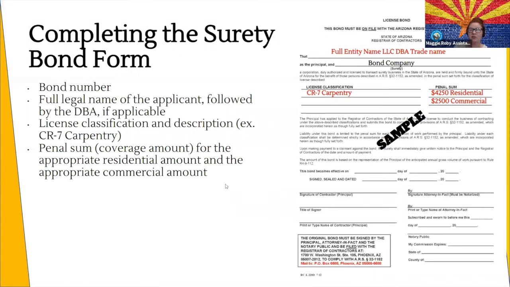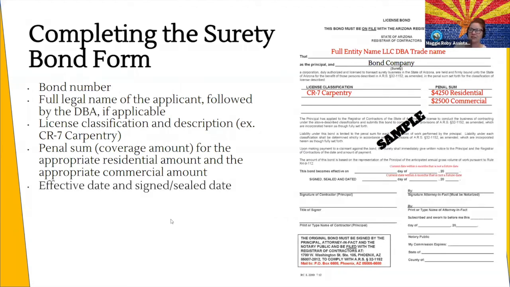If you are applying for a dual license, meaning commercial and residential, then as you can see on the example, you will need to list those out separately. That is another big correction that we see: it's just the total amount. But for those dual commercial and residential licenses, you need to list those out separately, what covers residential and what covers commercial.